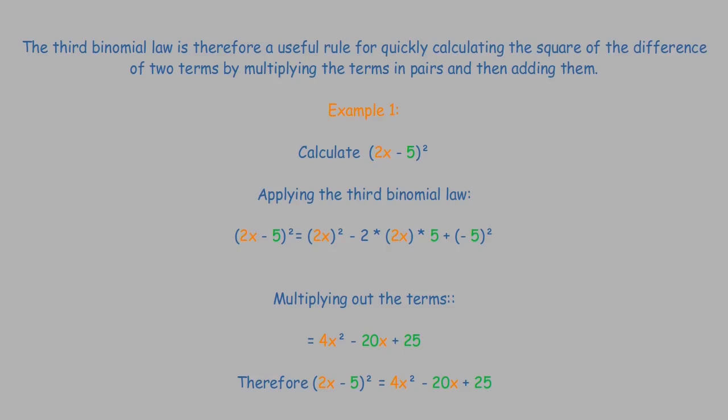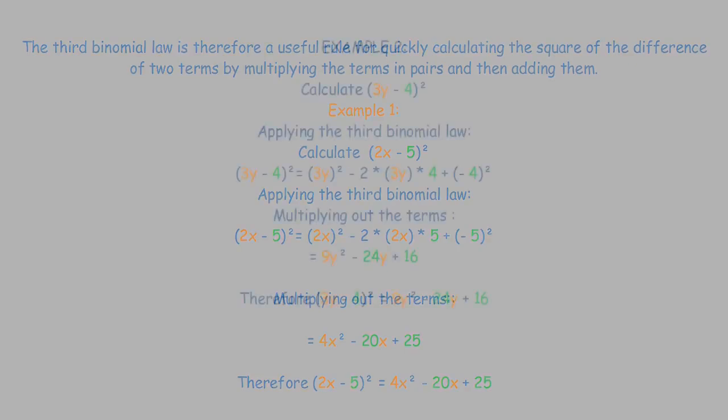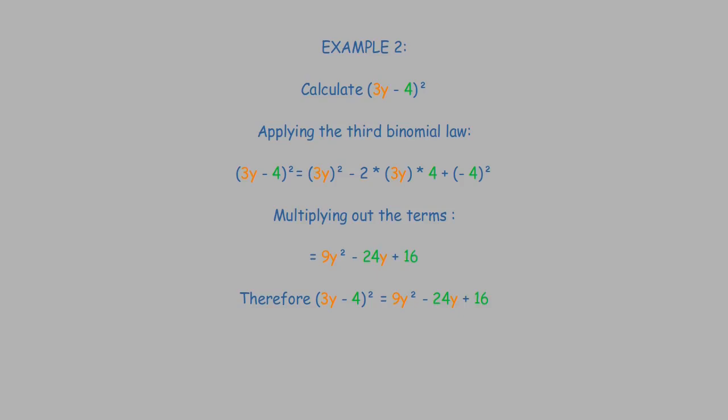And examples. Example 1, calculate (2x - 5)². Applying the third binomial law, (2x - 5)² = (2x)² - 2 times 2x times 5 + (-5)². Multiplying out the terms, 4x² - 20x + 25. Therefore (2x - 5)² = 4x² - 20x + 25. Example 2. Calculate (3y - 4)². Applying the third binomial law, (3y - 4)² = (3y)² - 2 times 3y times 4 + (-4)². Multiplying out the terms, 9y² - 24y + 16. Therefore (3y - 4)² = 9y² - 24y + 16.